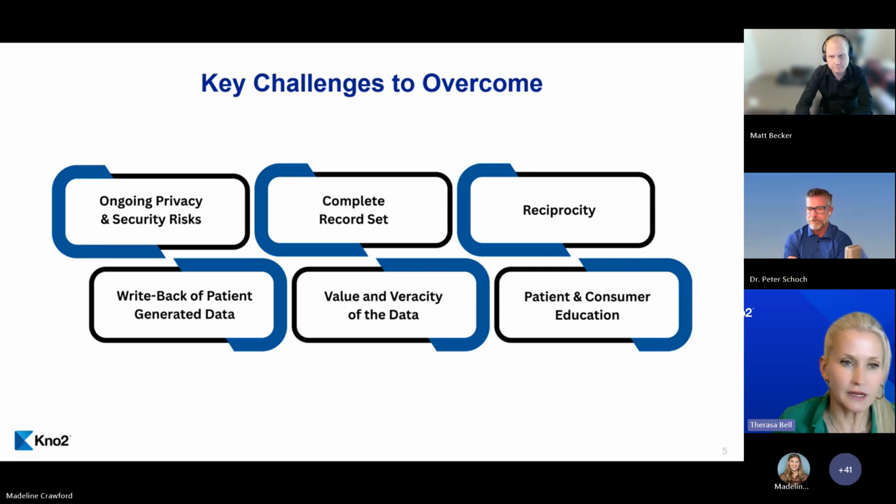Right. So then, Matt, I want to touch on just a little bit, getting to the SOP for individual access here. For reciprocity, let's combine reciprocity and write back of patient-generated data. What's the requirement in the SOP, and what are some of the exceptions that may sit around it?